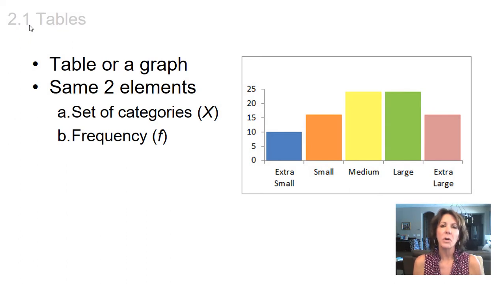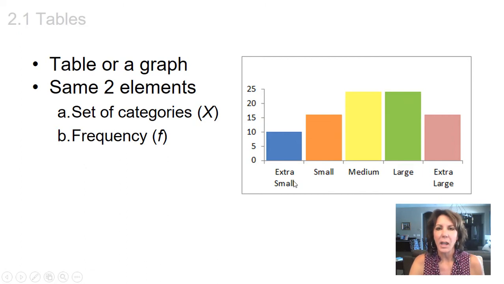So a table or a graph, no matter what you're talking about, have the same two elements. First of all, tables and graphs have a set of categories, and we call this X. So when you see X in a table or a graph, that refers to the categories. And so as I take a look over here, we have some categories: extra small, small, medium, large, extra large. These are the categories in this graph.